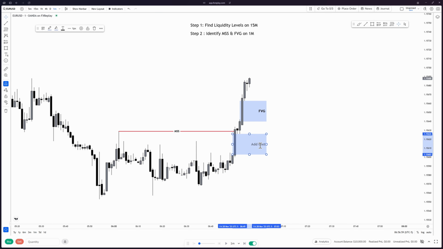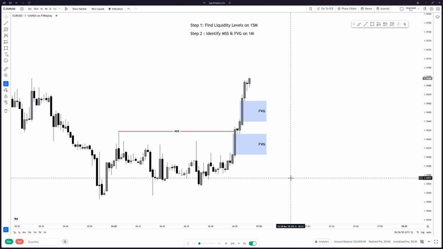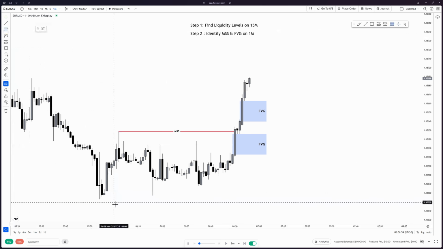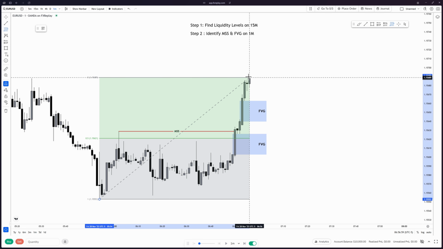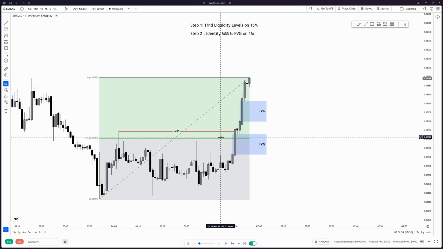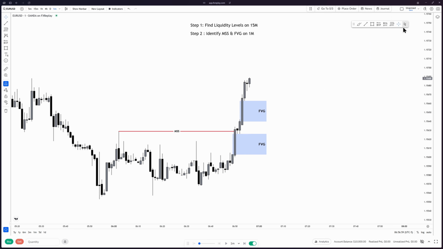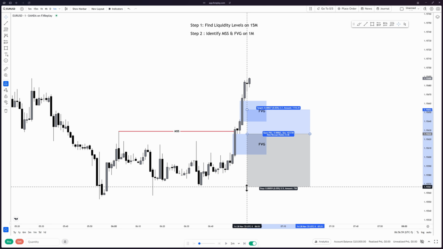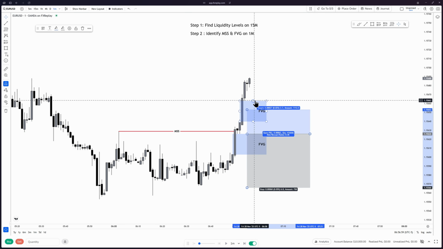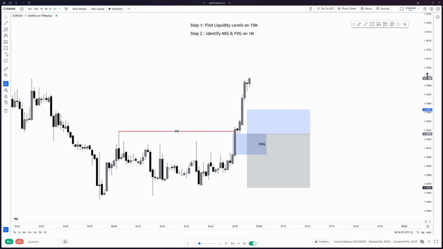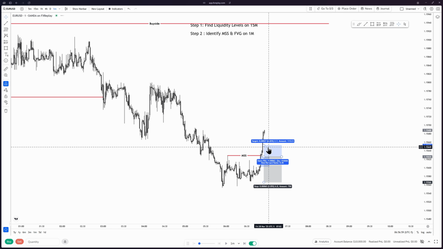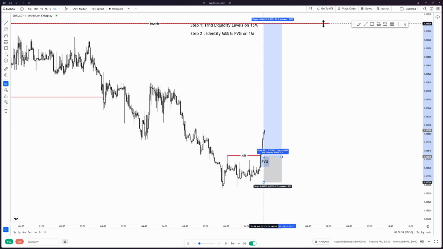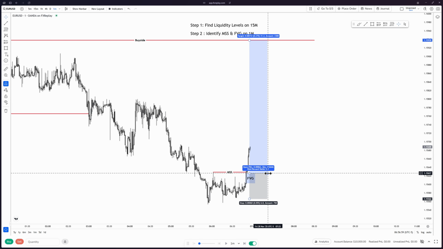Now you might think which one we have to use. For that, you just have to use the premium and discount in this displacement range, and use the fair value gap that is below the 50% level. So let's enter on this fair value gap, place our stop at the low, and target the buy-side liquidity, which we had already marked out earlier. Now we just have to wait and see what happens.